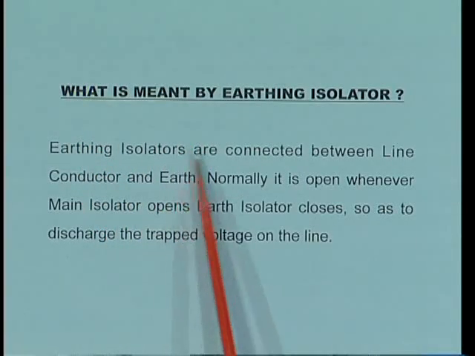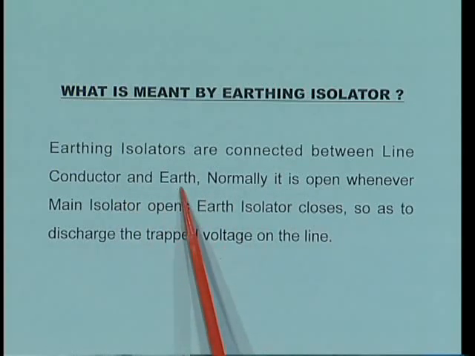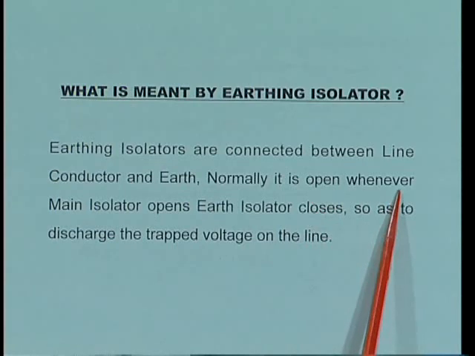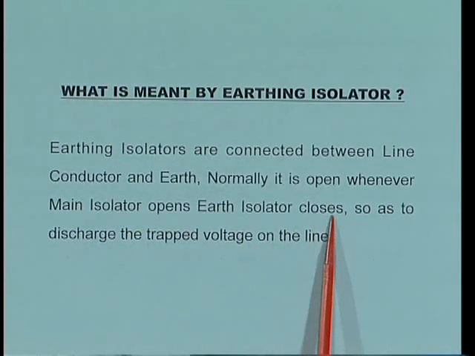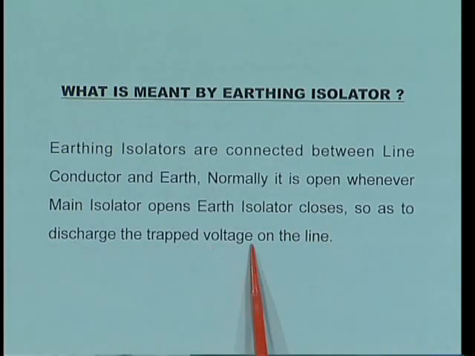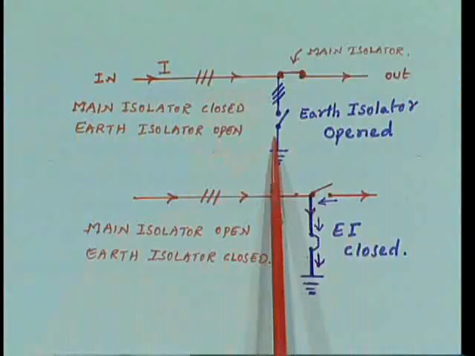Earthing isolators are connected between line conductor and earth. Normally, it is open. Whenever the main isolator opens, the earth isolator closes so as to discharge the trapped voltage on the line. So, we will see more about the earth isolator by seeing this figure.